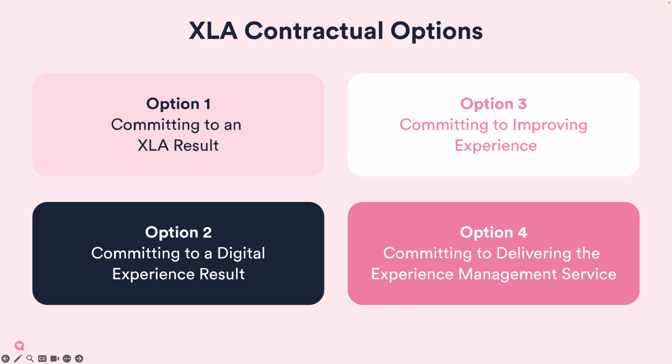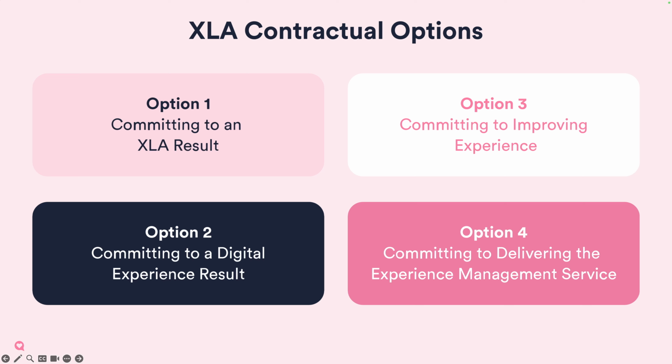Yeah. So in this episode, we're going to cover the 4 different options. We'll have a few more episodes after this one going deeper into other topics. But if we start here, we listed 4 different options in the white paper. So shall we go through one by one? And I think the first one is committing to an XLA result.